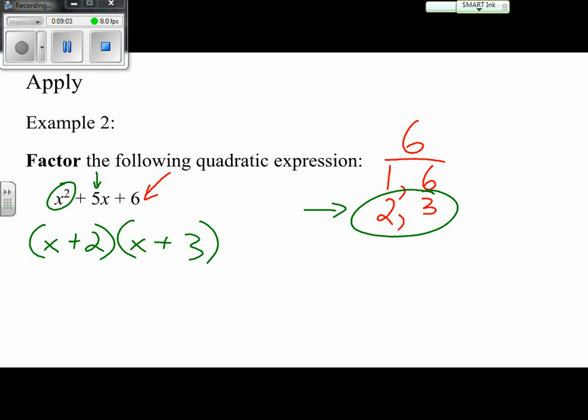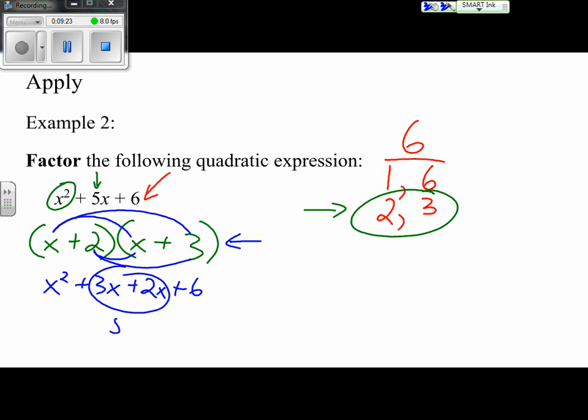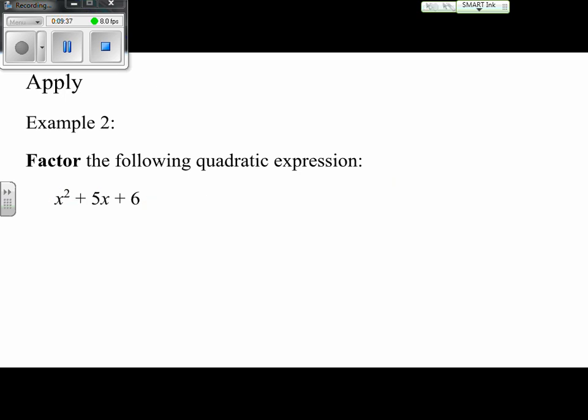Now again, I can always check it. This is my answer, but I can check it using the FOIL. I do x times x, which is x squared. I can do x times the 3, which is 3x. And you'll notice this is the exact same expression we had before, except we're just working backwards. And now I can do the 2 times the x and the 2 times the 3, which gives me 2x and 6. And then I have a 5x here, 6, and x squared. So that's what I started with. So I can undo it and then redo it so I know I did it correctly. And so again, that was the goal of our lesson, was to be able to take a quadratic equation, turn it back into the binomials that created it. We're going to do one more example like that.